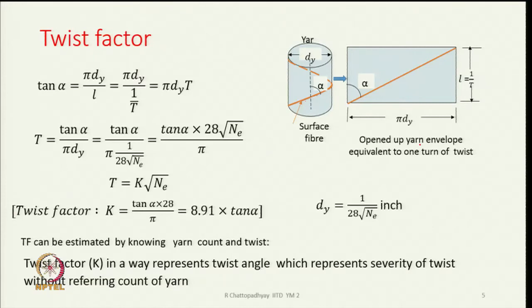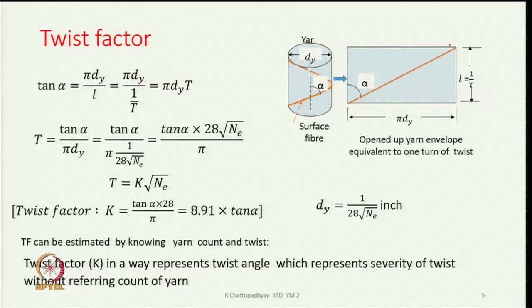If we open up this yarn envelope, which is equivalent to one turn of twist, we can see the orange line, the fiber, now makes a diagonal line. The circumference of this yarn, which is pi dy, is basically the length of this rectangle now, and the height, which was equivalent to one turn of twist, we can find out by taking the ratio 1 upon t, where t is the number of turns in unit length of yarn.